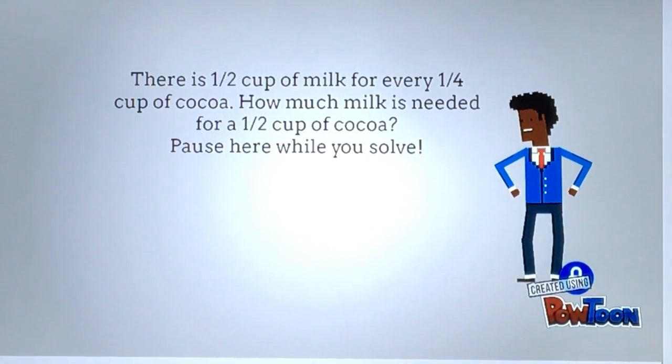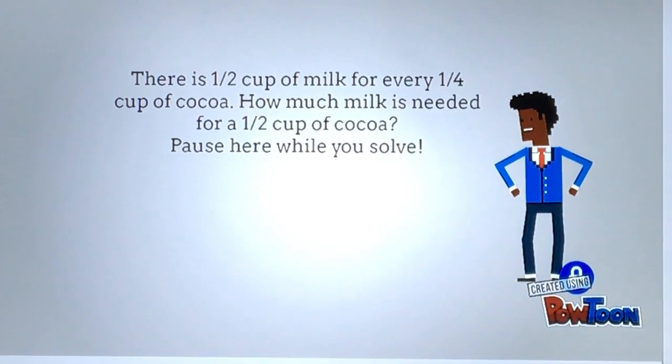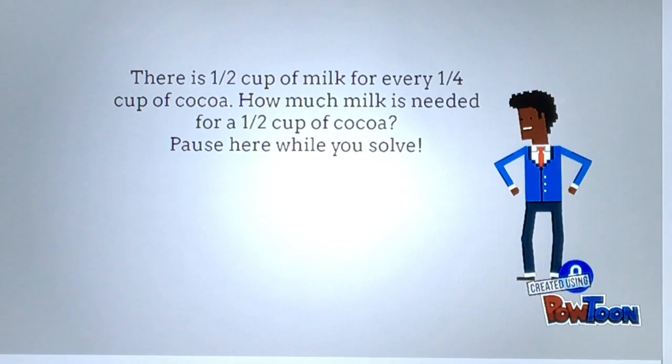There is 1/2 cup of milk for every 1/4 cup of cocoa. How much milk is needed for 1/2 cup of cocoa? Pause here while you solve.